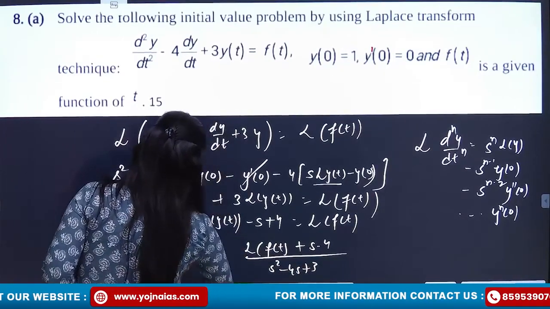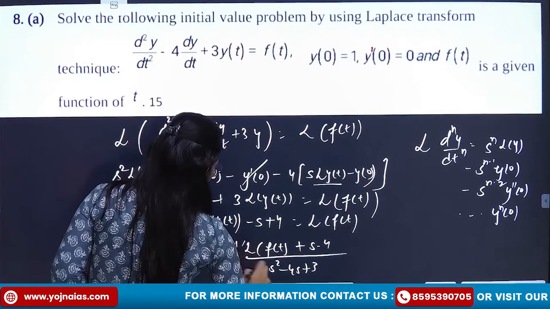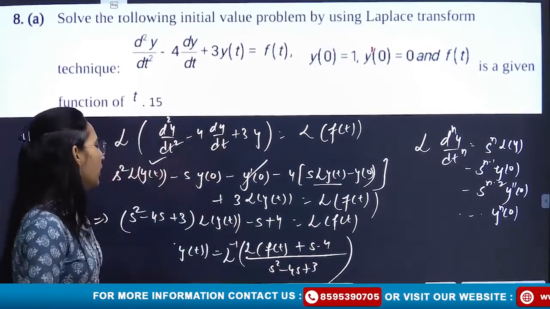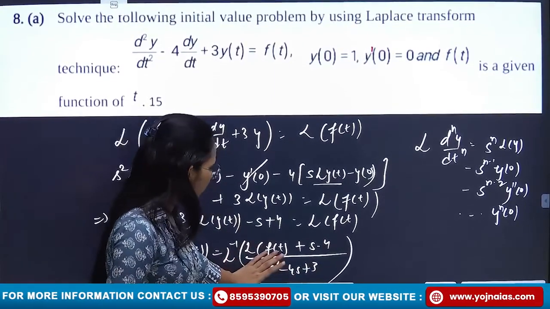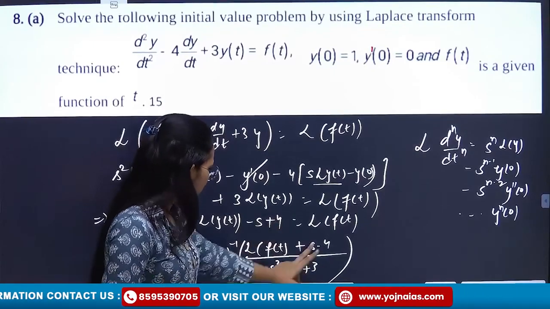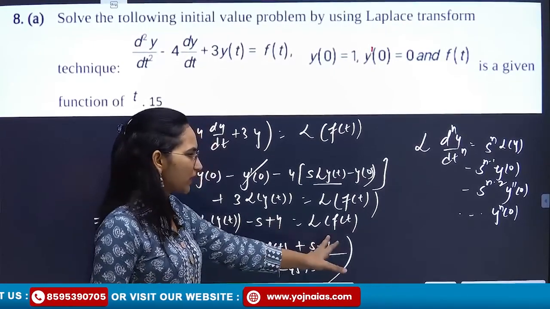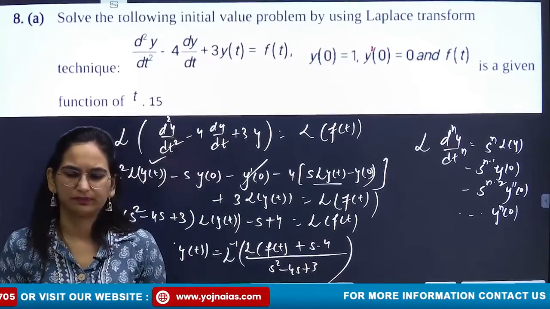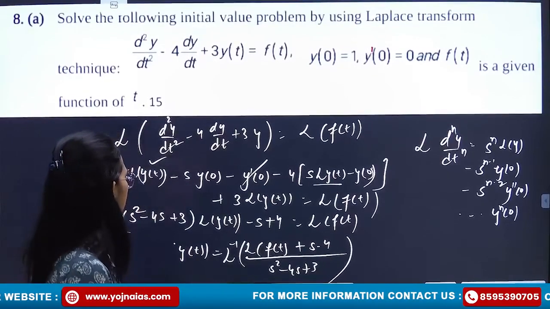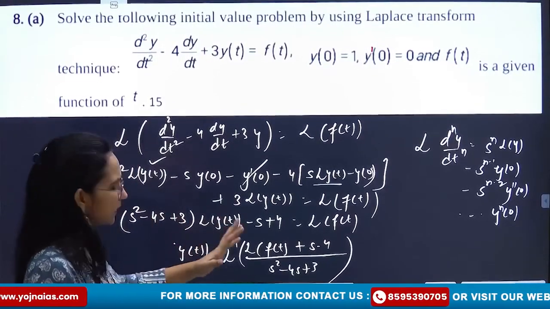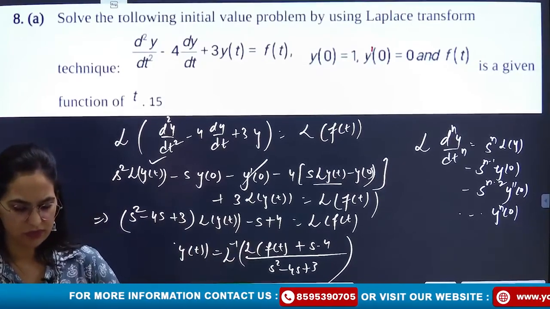Then we need y(t), so take the Laplace inverse, or this cannot be solved, right? This as it is, Laplace inverse of this can be solved after dividing by partial fraction. It will work out, right? Will 4 come in the other one? It will not. Solve this by using partial fraction.